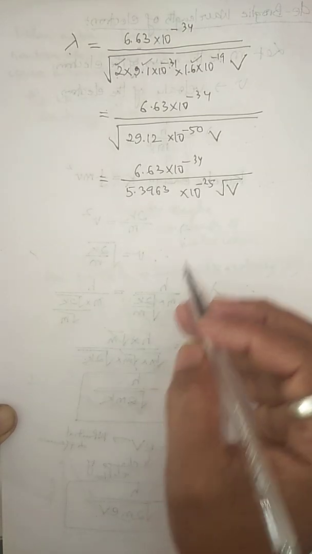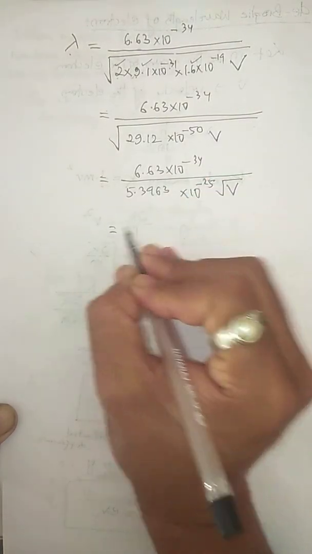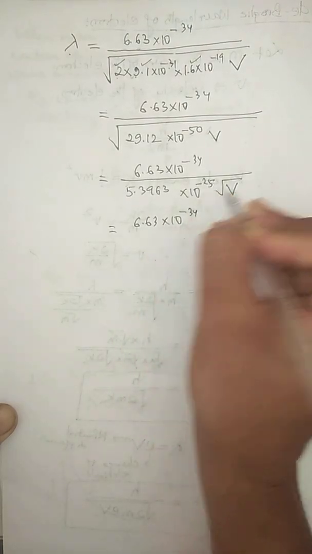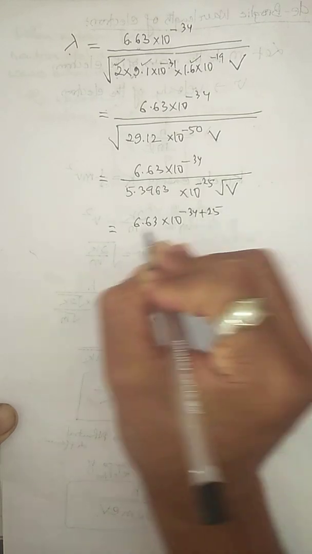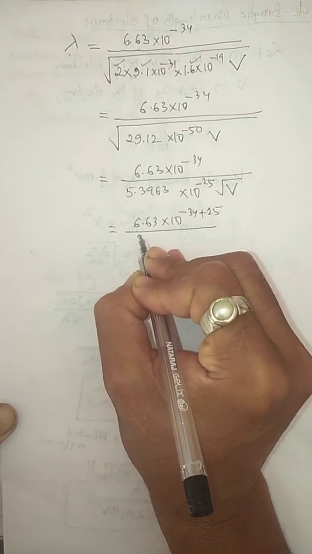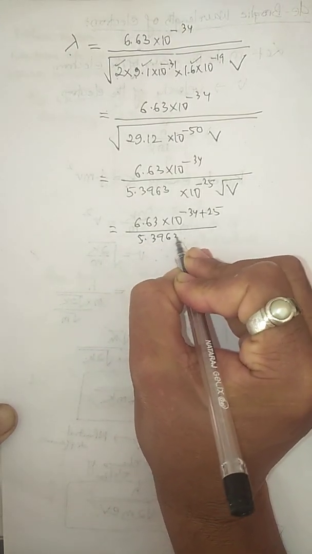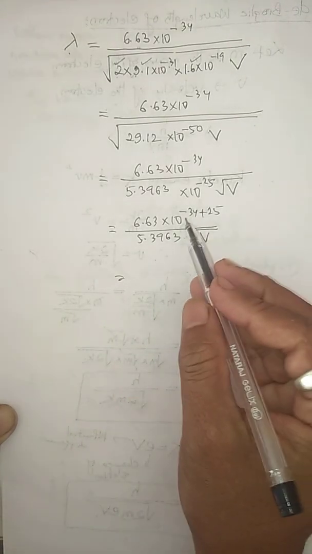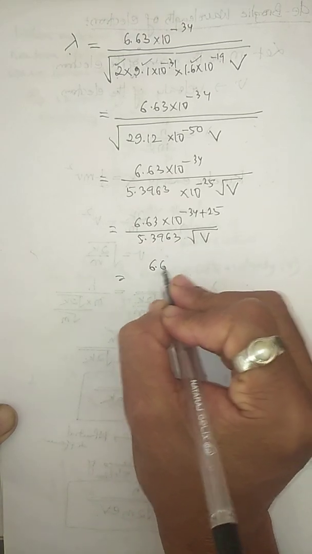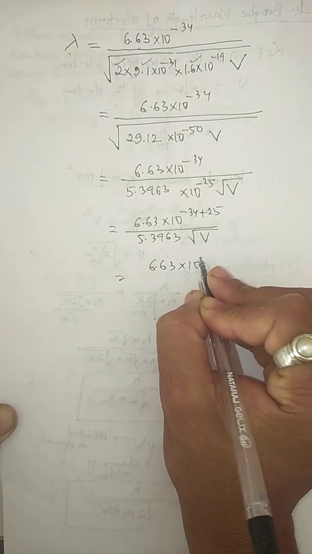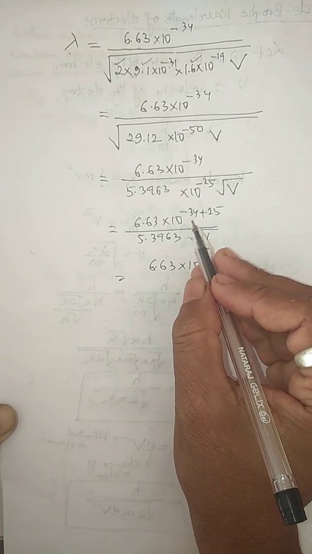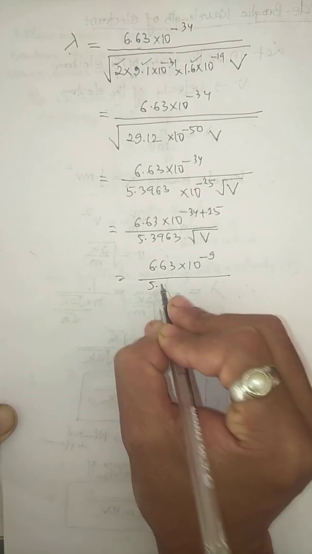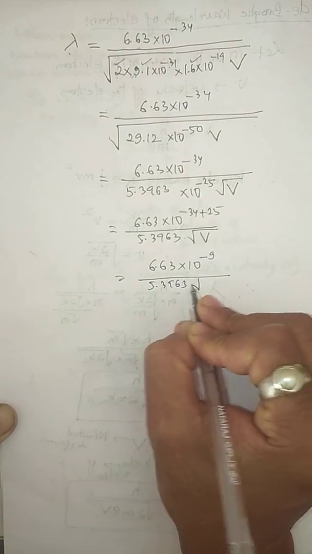Okay, now we can take this power in the numerator. So I'll write 6.63 into 10 to the minus 34. Now minus 25, if I take it in the numerator, becomes plus 25, divided by 5.3963 with the square root of V. Now let me subtract this quantity: 6.63 into 10 to the power minus 34 and minus 25 means basically minus 9, divided by 5.3963 with square root of V.